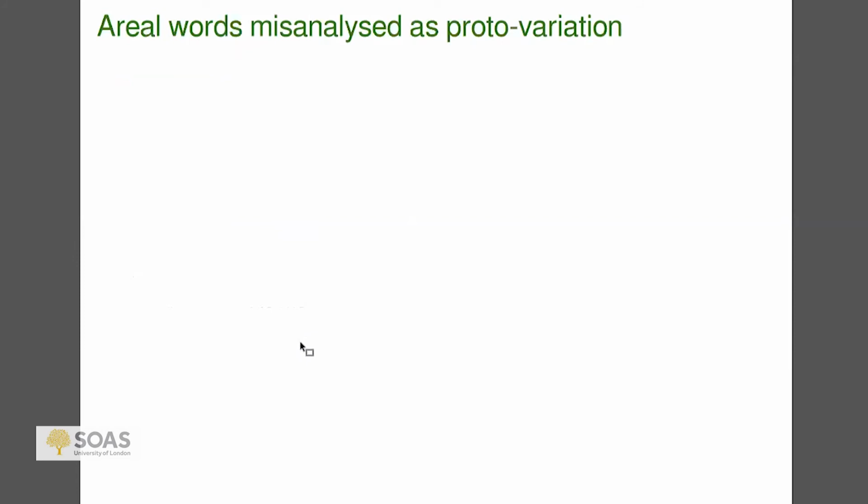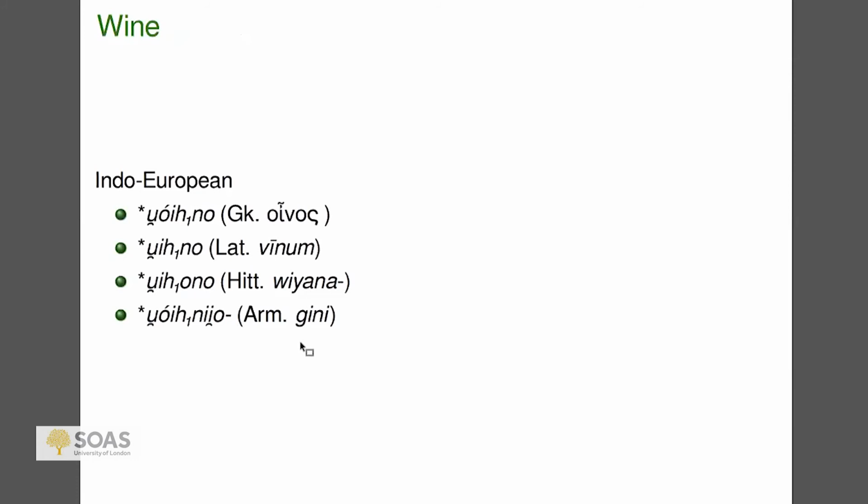So now I move on to another one, areal words. So let's look at wine in Indo-European. This is a fun one, because there's lots of similar looking words for wine, but they reconstruct slightly differently. So if you take oinos in Greek and project it back into Indo-European, you get this oichno, whereas if you take vinum in Latin and project it back into Indo-European, you get wichno, which is a little bit different. And there's no obvious way to reconcile this evidence, which means the Indo-Europeans did not have wine.